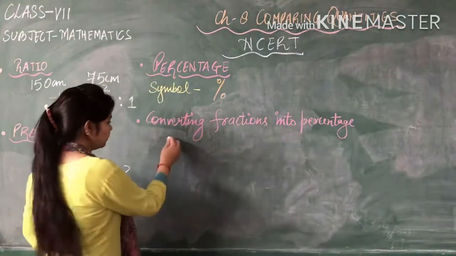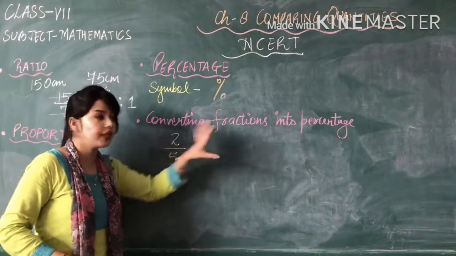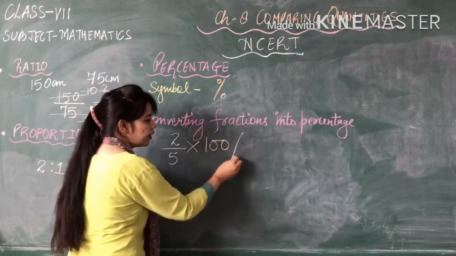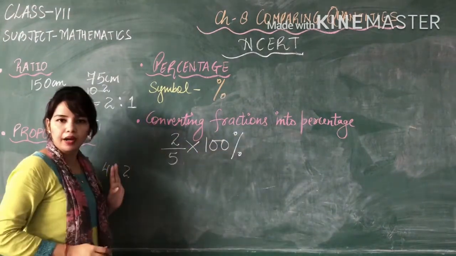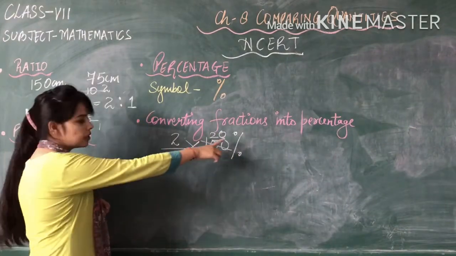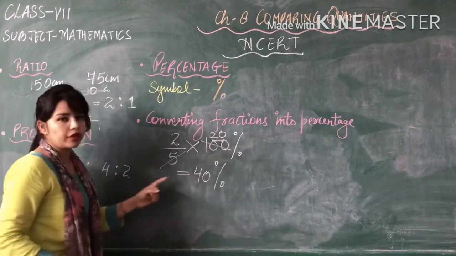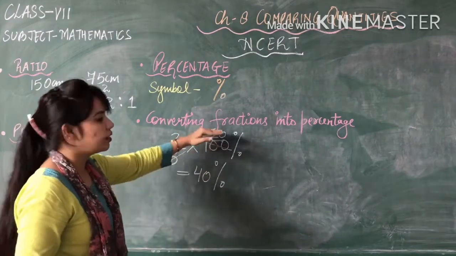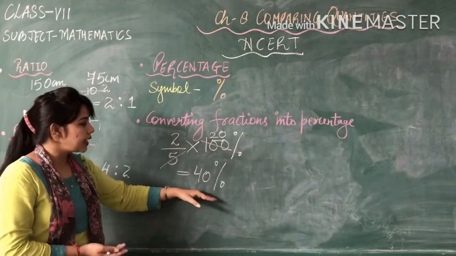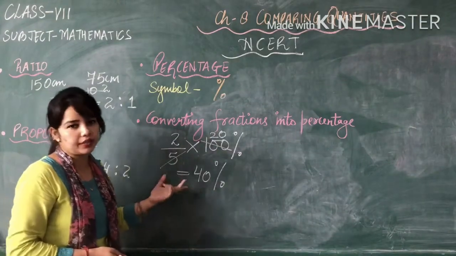Now if there is a fraction, suppose 2/5 is a fraction. I want this fraction to be in percent. So what I will do is I'll just multiply this by 100%. Now reduce it. 5 twos are 10 and 0. 2 into 2 is 4 and 1 is 0. That means it is 40%. This is how we convert a fraction into percent. Now to convert percentage into fraction, just do the opposite of it. Here we have multiplied, now just divide.